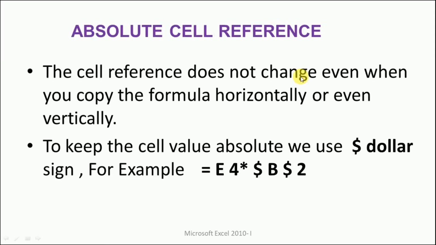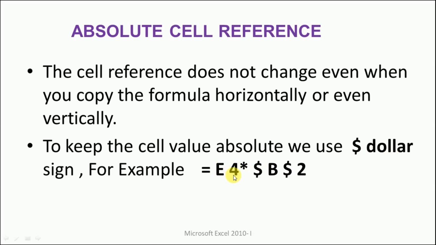Now next is absolute cell reference. So what is the meaning of this? The cell reference does not change. Absolute means exactly the same value. The cell reference does not change even when you copy the formula horizontally or vertically, right? So to keep the value absolute, we use the dollar sign, right? For example, this is E4. I have given space in between to magnify it. Otherwise, we don't need to give the space.